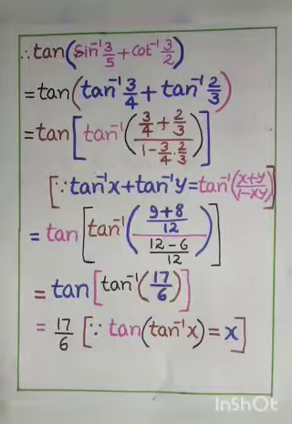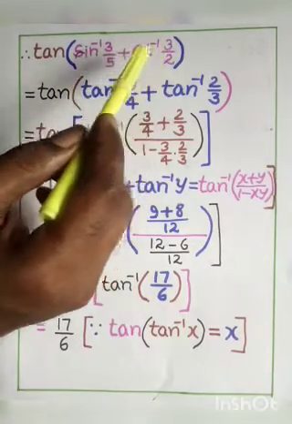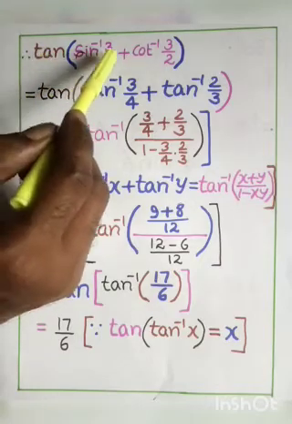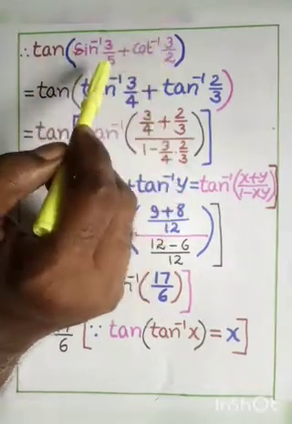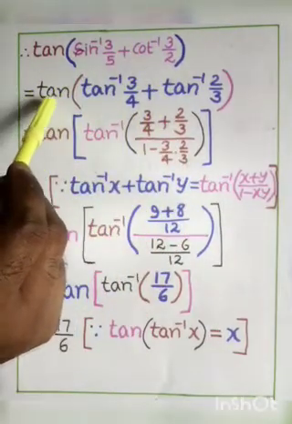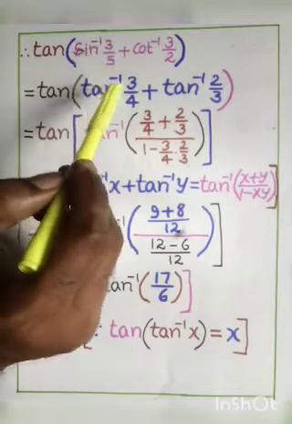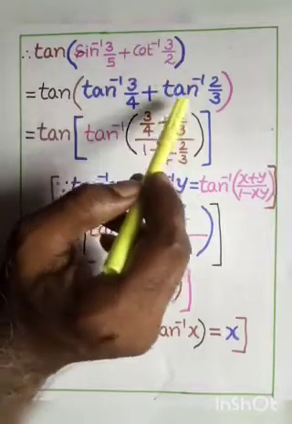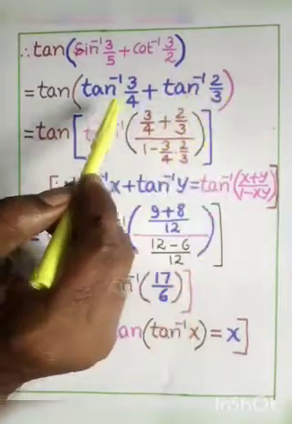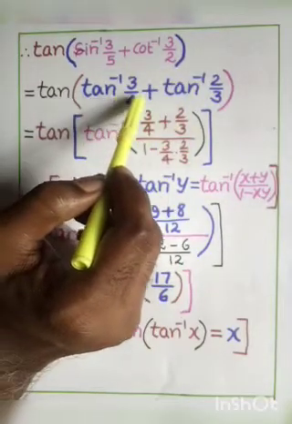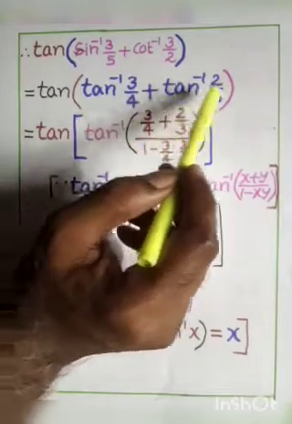Right. So we have converted the two given inverse trigonometric functions into tan inverse function because outside is a tan function. That is why we are converting these two inverse trigonometric functions into tan inverse function. Okay, my dear children, that is equal to tan of, we got here sin inverse 3 by 5 is nothing but tan inverse 3 by 4. Similarly, the second term cot inverse 3 by 2 can be written as tan inverse 2 by 3. Now, if you observe these two terms in these brackets, it is in the form of tan inverse x plus tan inverse y. Isn't it?